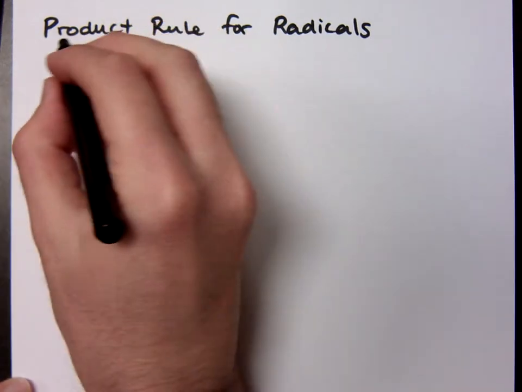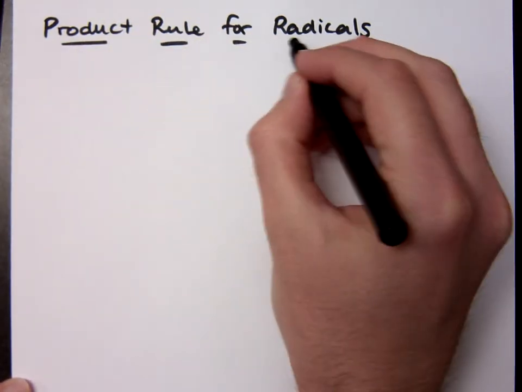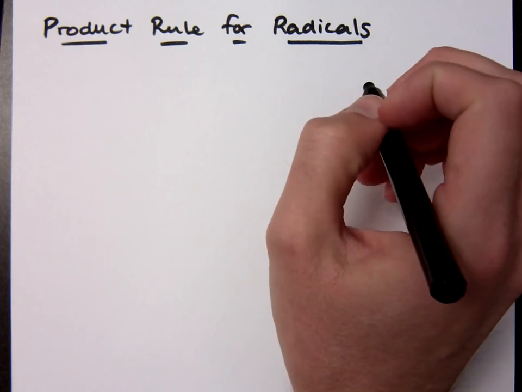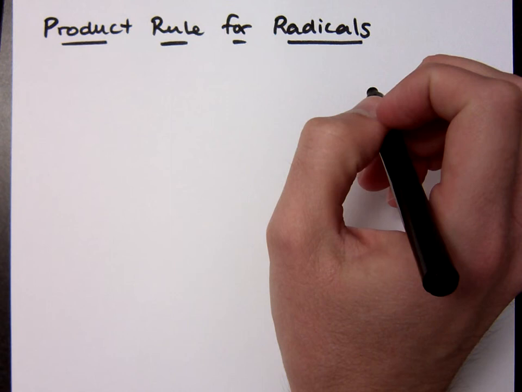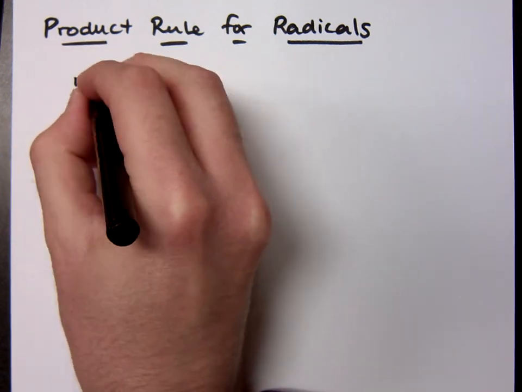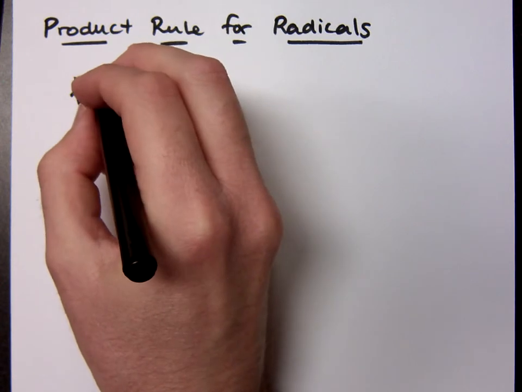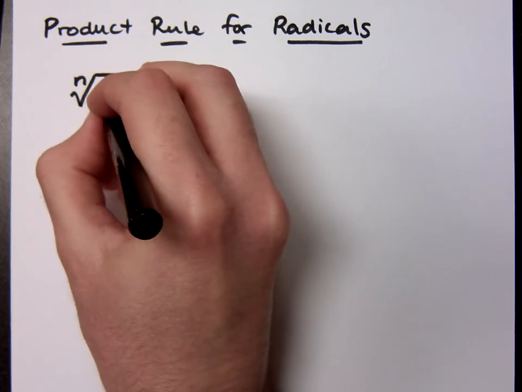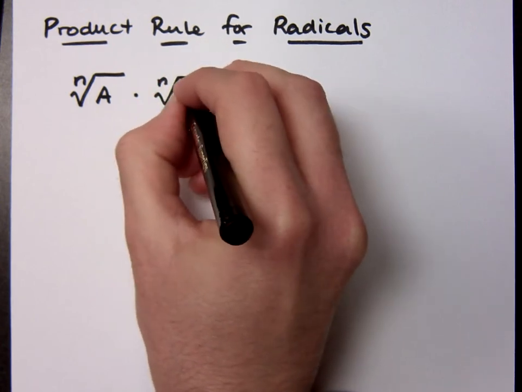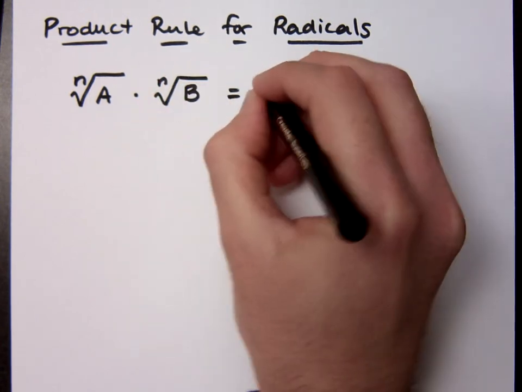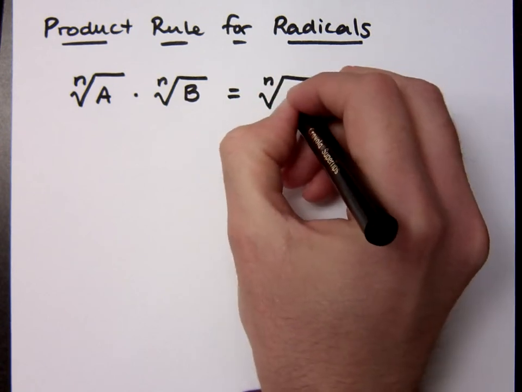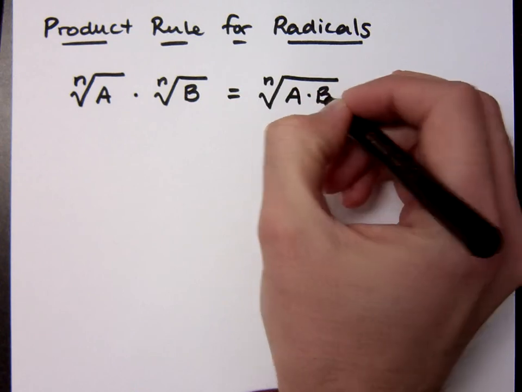Alright, so now we want to talk about two of the main rules that we have when working with radicals. The first one is the product rule for radicals, just like we had product rules for exponents. This is what you're going to see: the nth root of a times the nth root of b is equal to the nth root of a times b.